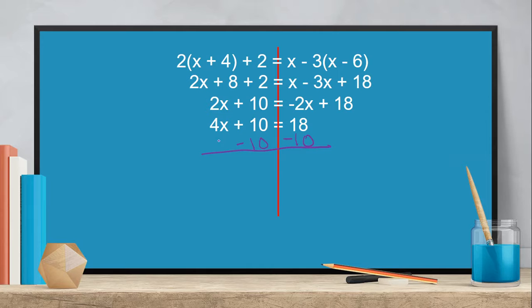So we bring down the 4x. Always remember to bring your stuff down. Well, 10 minus 10 is 0. We can just drop that. And 18 minus 10 is 8. So now we're left with 4x equals 8.